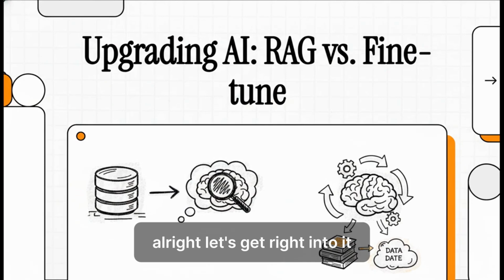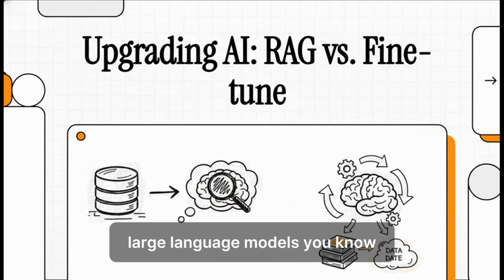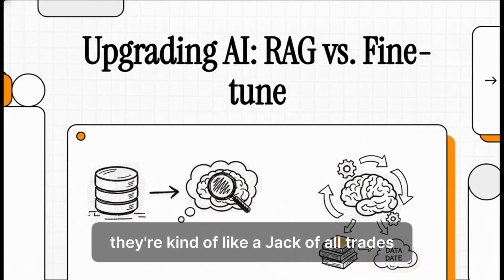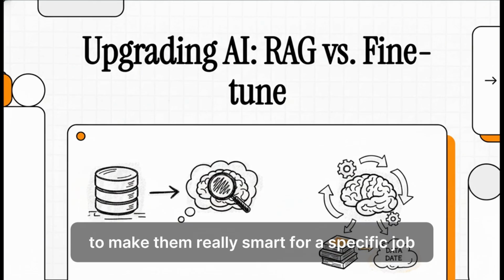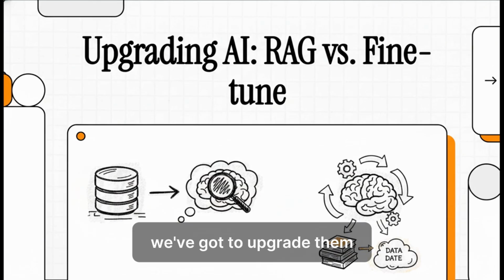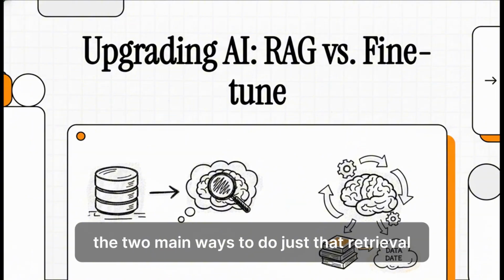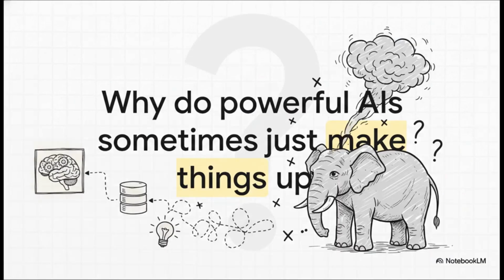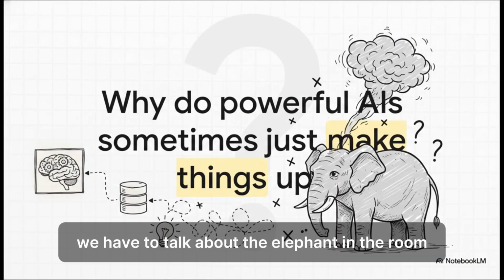All right, let's get right into it. Large language models, LLMs, are amazing, but right out of the box, they're kind of like a jack of all trades. To make them really smart for a specific job, we've got to upgrade them. And today, we're going to break down the two main ways to do just that: retrieval augmented generation, or RAG, and fine-tuning. But first, we have to talk about the elephant in the room.